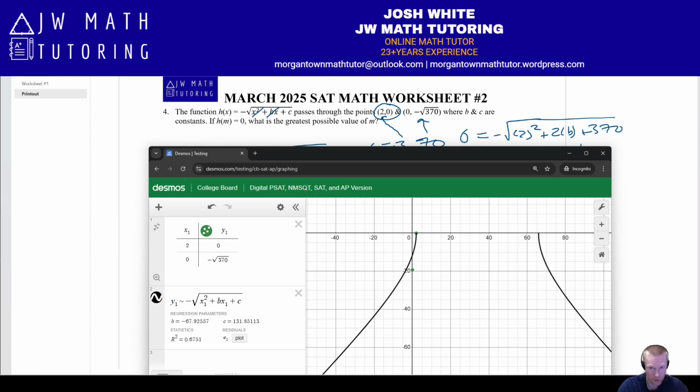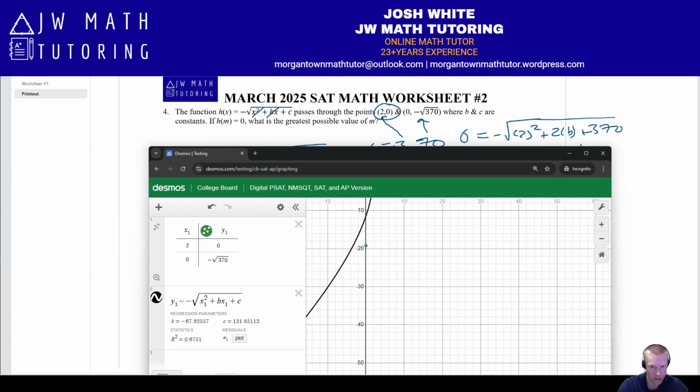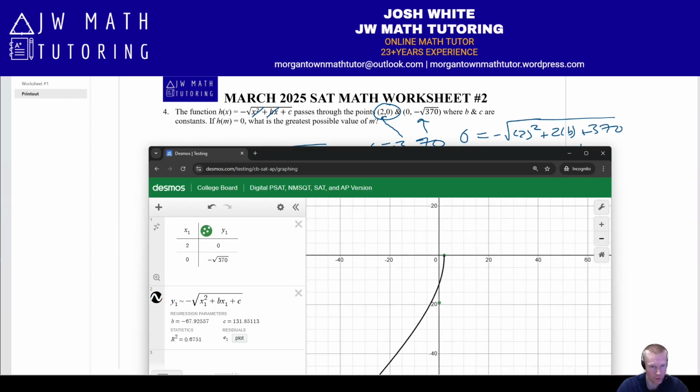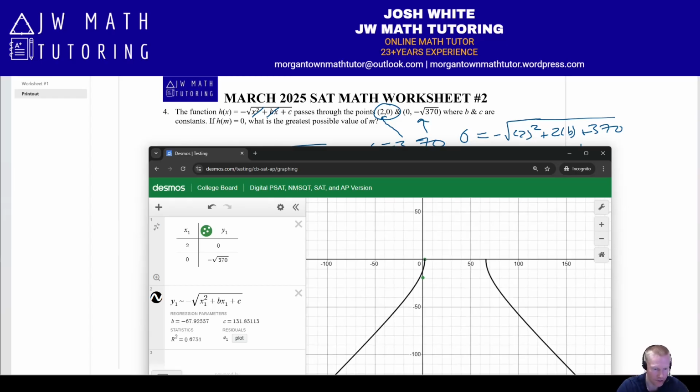You can even see the 2, 0 is right here. Notice it goes through 2, 0, but my other point, my 0, negative root 370, it doesn't go through that. That point is right here in green, and the graph is clearly not going through it. Also notice the r squared value is not 1. That tells me that there's error. It's not 100% accurate. So something's going on that is not correct.